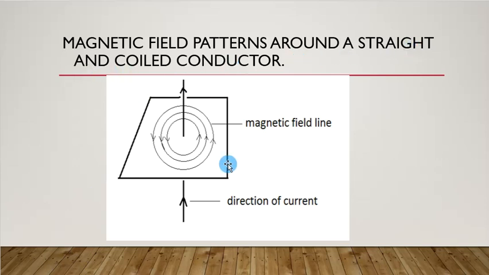So you can see, like in the previous case, if current is going up, passing through this paper, then the magnetic field around the conductor will be in this direction. Now, this is arrived at using the right hand grip rule. Okay, so that's the magnetic field lines. These are magnetic field lines, and this is the direction of current. Okay, what about a loop?